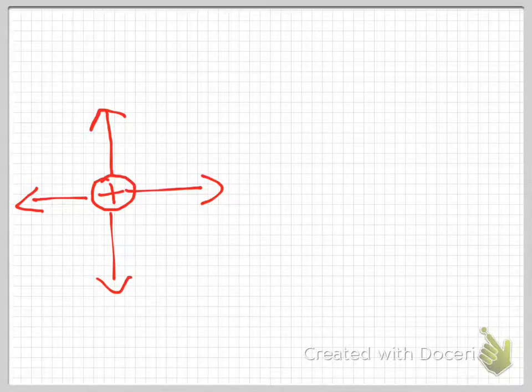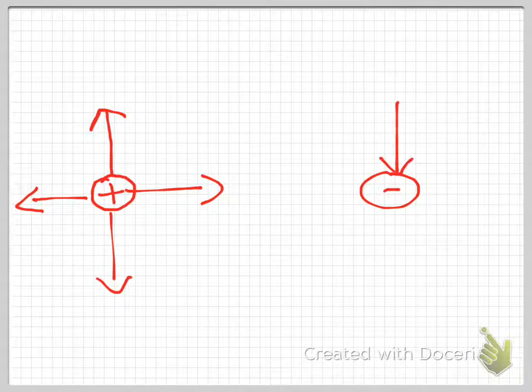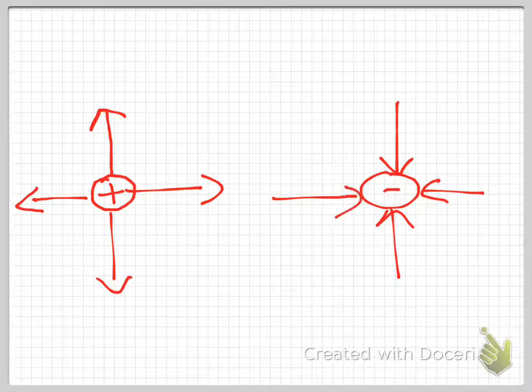The negative works the opposite, and so we would have arrows pointing inwards or towards the charge, and that would be a standard or conventional drawing for a positive and negative charge indicating the direction of the fields. Again, it's just a model suggesting that there is a field around the charge and that these are suggested directions of the field themselves.